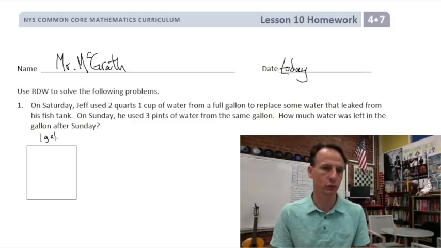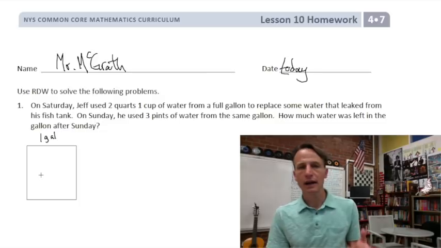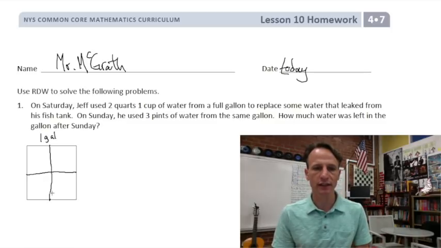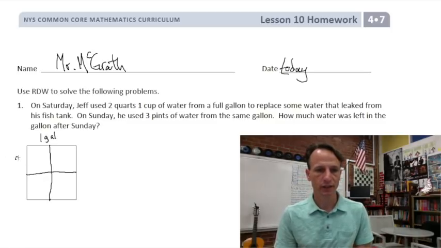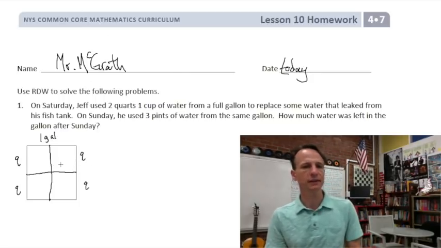Okay, so if this is 1 gallon, the whole thing, how many quarts would we have within that gallon? Well, hopefully you'll remember that there are 4 quarts in that gallon. Okay, and I'm going to write it on the side here. That's a quart, that's a quart, that's a quart, and that's a quart. Give this Q a little more of a cutesy tail. There we go.